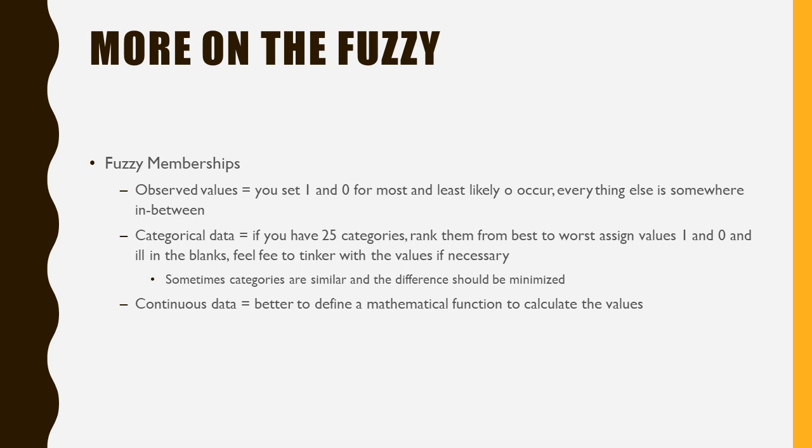For continuous data, it's better to define a mathematical function to calculate values, because it does the smoothing, and the continuous nature of continuous data allows for greater differentiation when we're selecting better and best, as opposed to selecting what meets a minimum requirement.